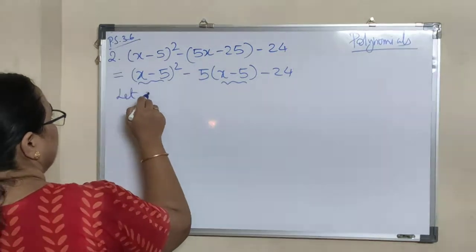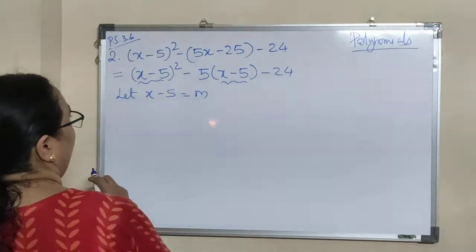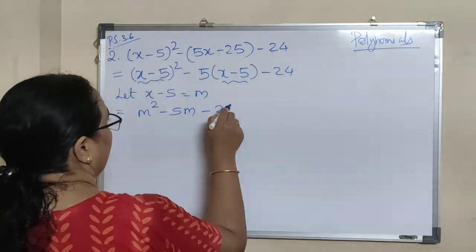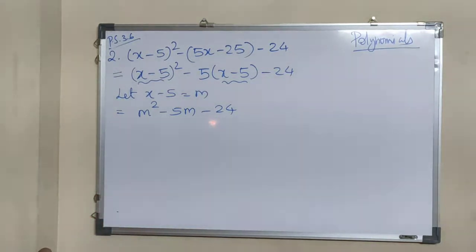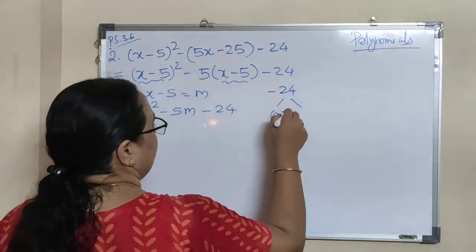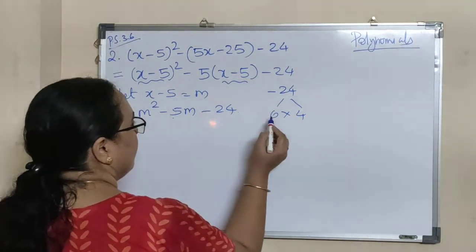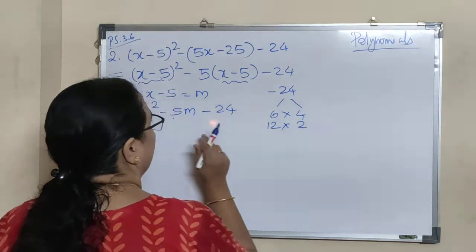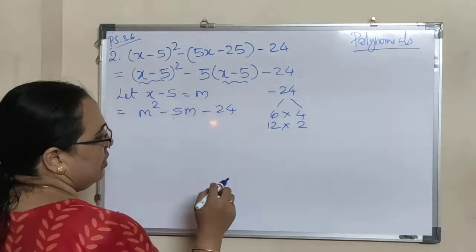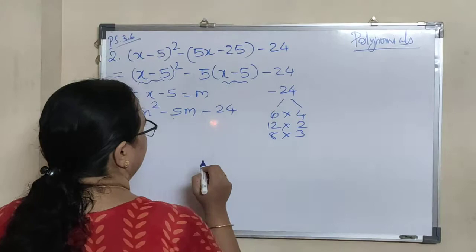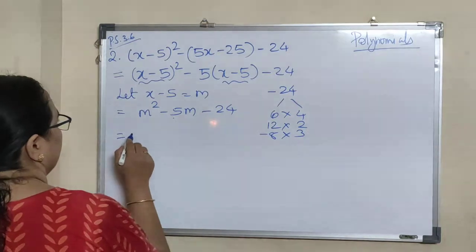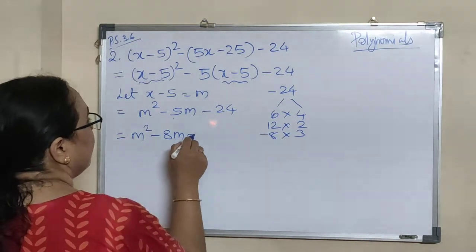So let x minus 5 be equal to m. So this becomes m square minus 5m minus 24. Correct? Now 24 with the minus sign, split. 6 4s are, 6 and 4 will never give us 5. What else is possible? 12 2s are, 12 and 2 not possible for 5. What is the other splitting possible? Keep on checking. 8 3s are, yes, minus 8 plus 3.